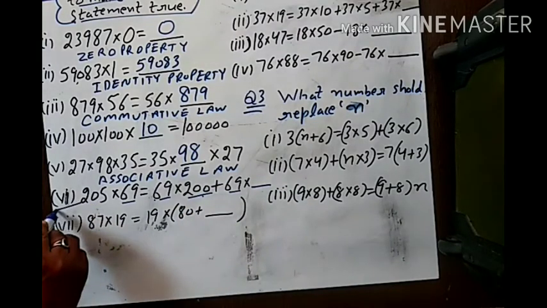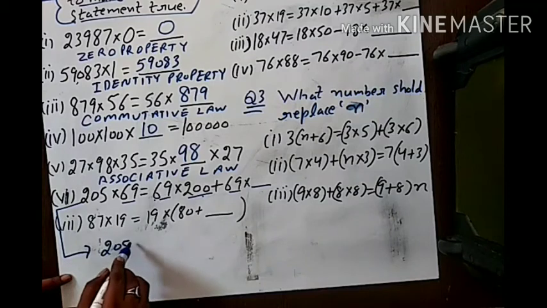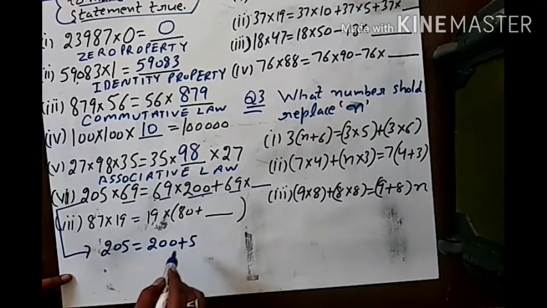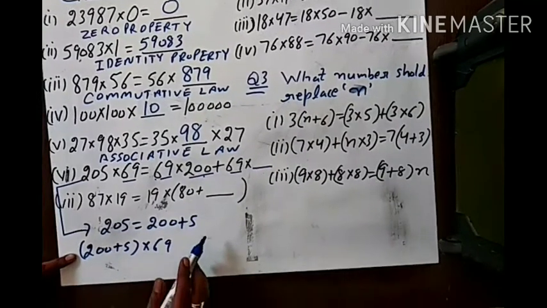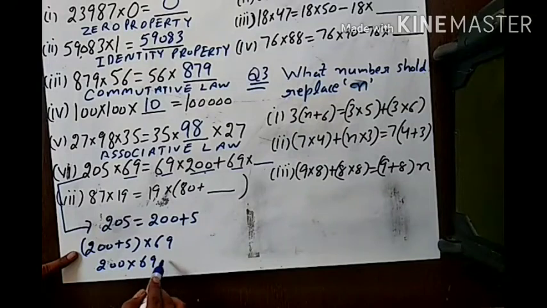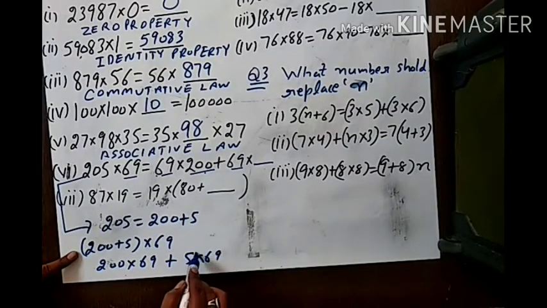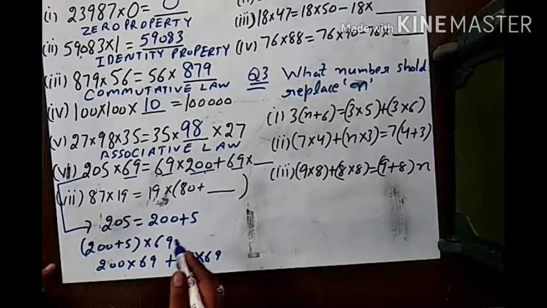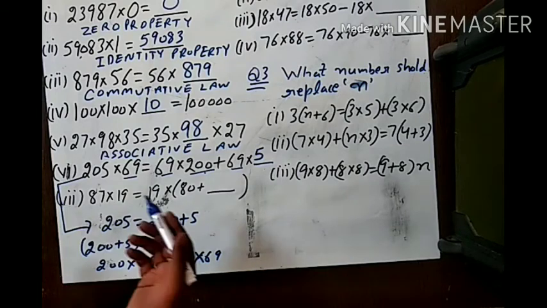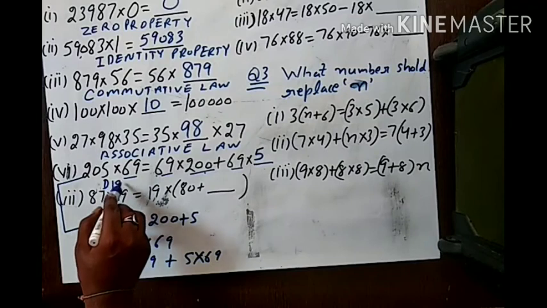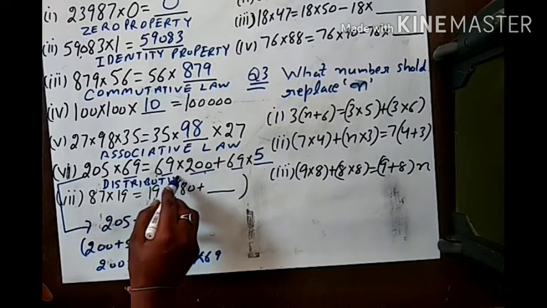How? You will see here, 205 can be written as 200 plus 5. So I can write 205 multiplied by 69 means 200 multiplied by 69 and 5 multiplied by 69. So as per this explanation, I can write here 5. And which rule is there? The rule is distributive property of multiplication over addition. So simply I will write distributive law.